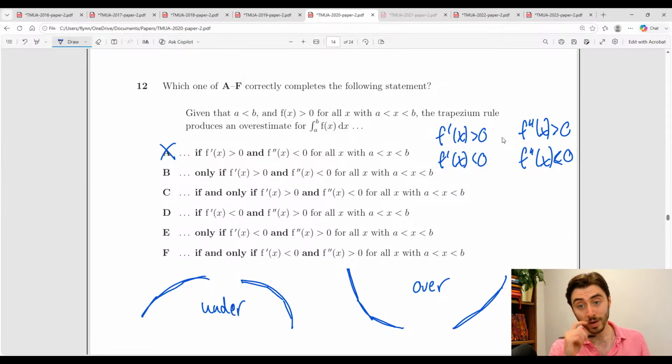So let's work out what actually exists to be an overestimate. So for an overestimate, the gradient can be positive, and that can be positive.